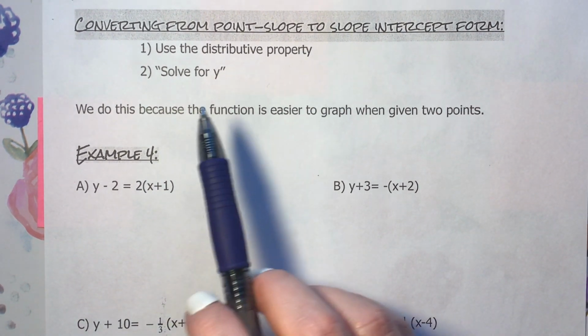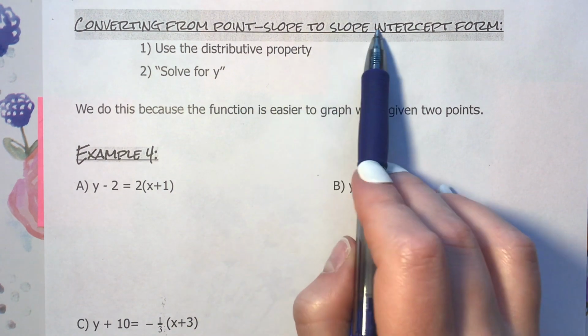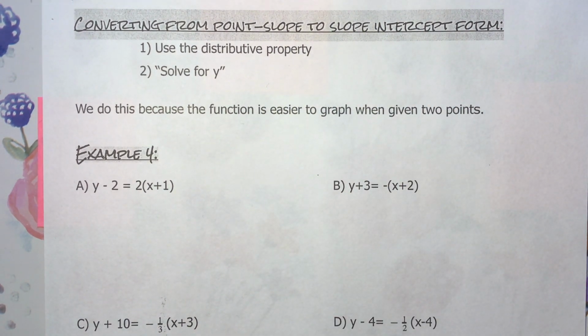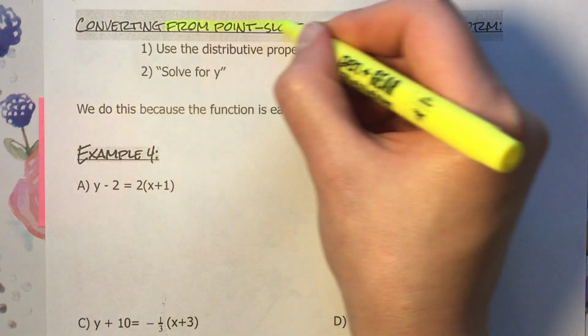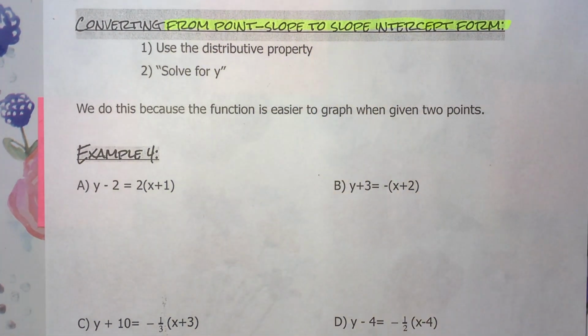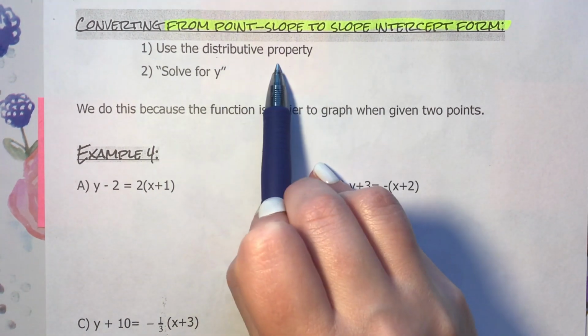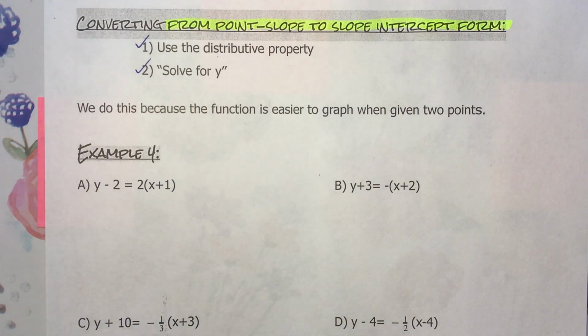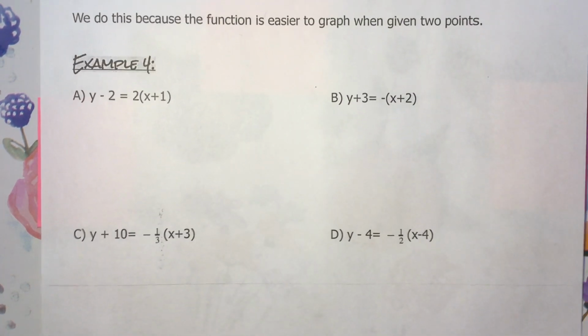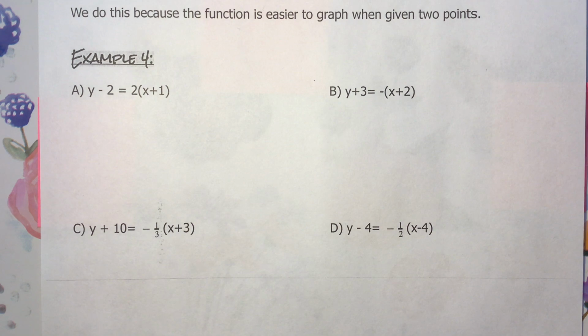Here, we want to convert from point slope to slope intercept. So notice we're going from point slope to slope intercept form. These are the two steps you do. You use the distributive property first, then you solve for y second. 2 steps every time. So let's go ahead and look at part A in example 4.